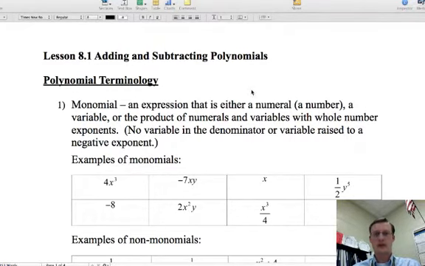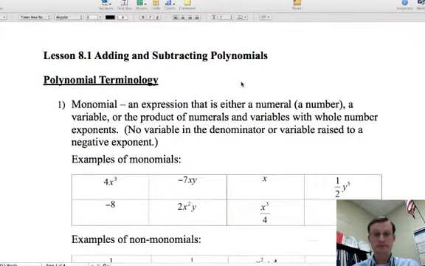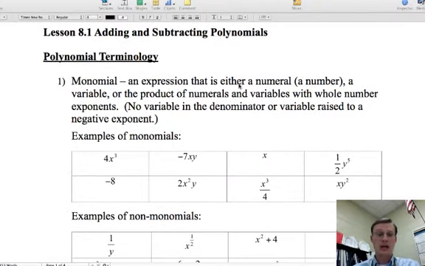Today we're going to look at a new unit. We're going to look at polynomials. In our first lesson we're going to be adding and subtracting polynomials. So what exactly is a polynomial? Well, first of all we need to talk about a monomial.